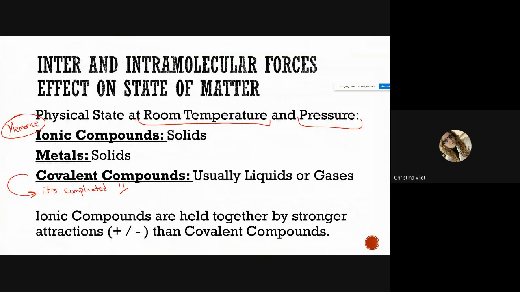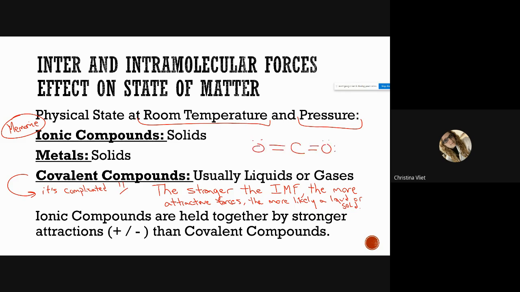Covalent compounds are complicated, but the idea is that the stronger the IMF, the more condensed the phase, or the more attractive forces, the more likely a liquid or a solid. So going back to carbon dioxide, what type of intermolecular force is there? Dispersion. And we know carbon dioxide is a gas.